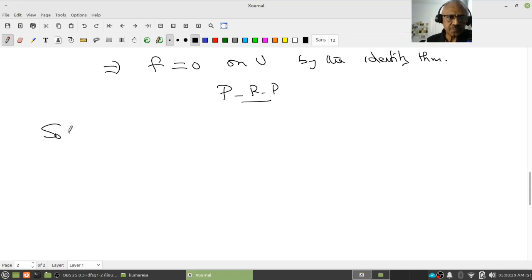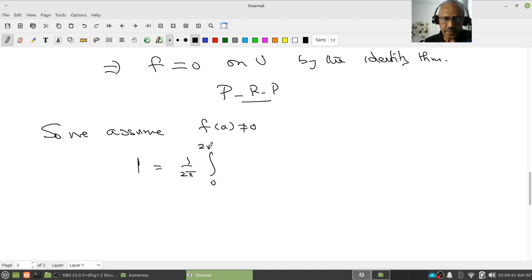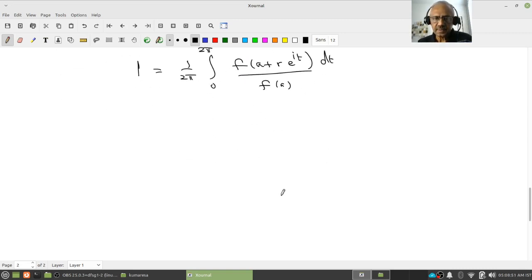So, we assume f(a) is not equal to 0. Therefore, what I have is 1 equal to 1 by 2 pi, integral 0 to 2 pi of f(a plus r e^(it)) dt by f(a), right? Now, notice that this integrand is complex valued, and the value of this integral is 1, which is a real number.